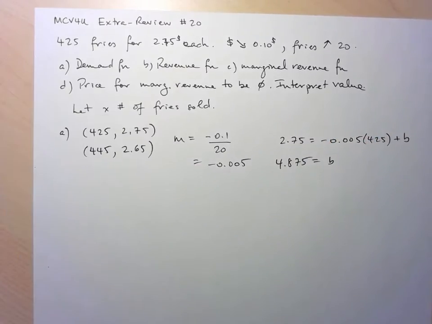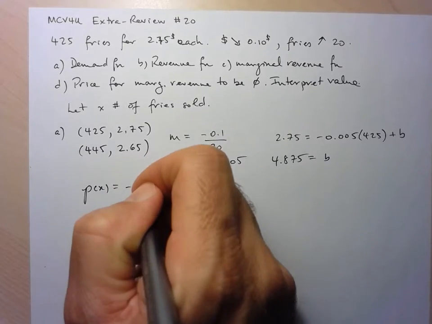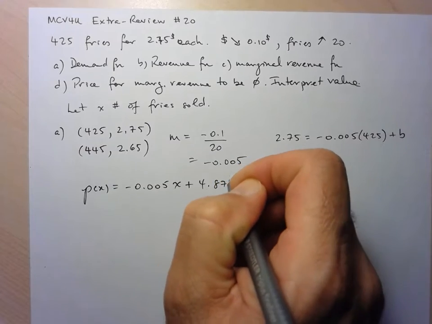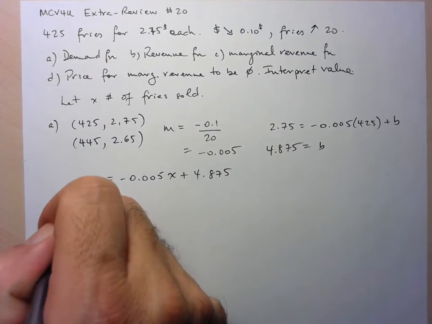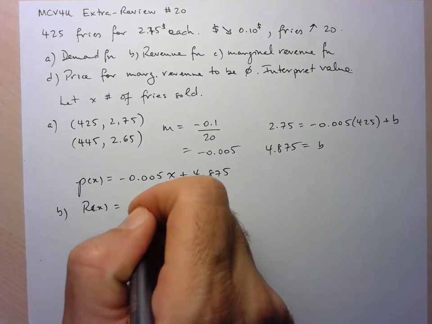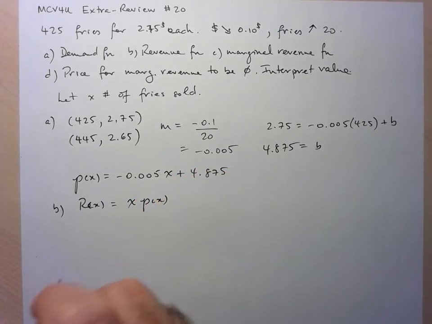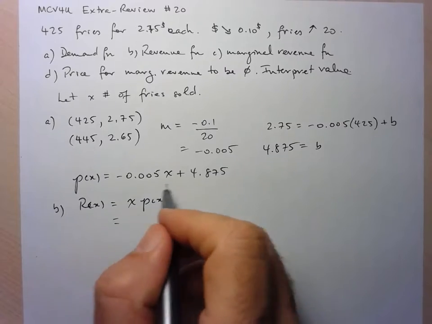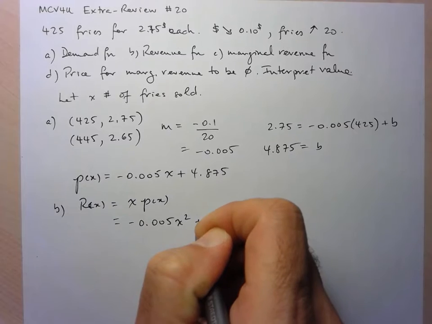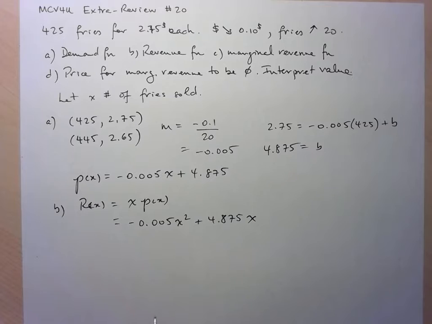Okay, so our demand function, or our price function, is just negative 0.005x plus 4.875. Okay, so now from there we can find the revenue function, because the revenue function is just the number of items sold times the price function, so the price for each, and so we just have x times this function here, so we have negative 0.005x squared plus 4.875x.